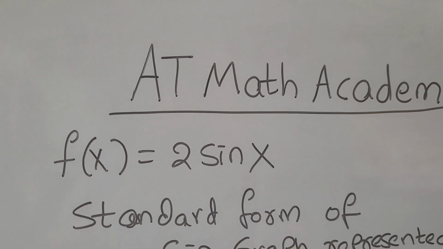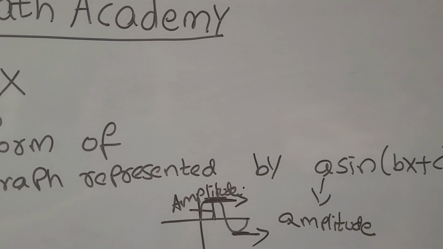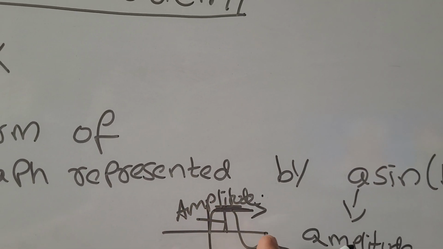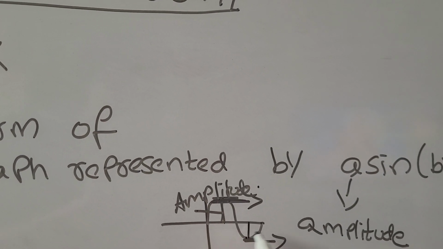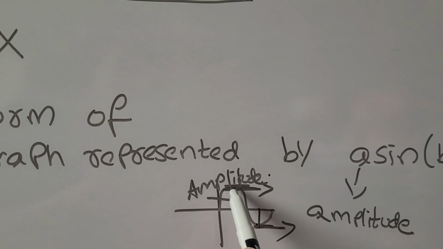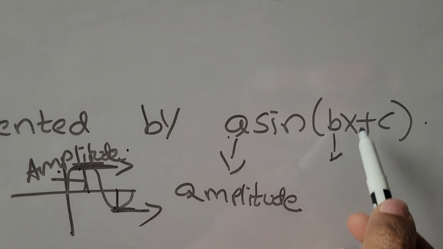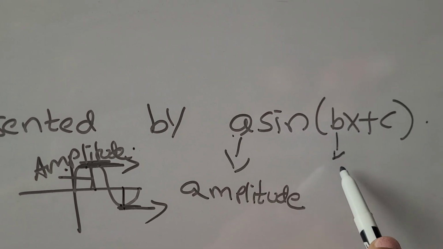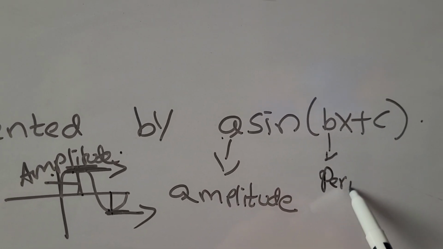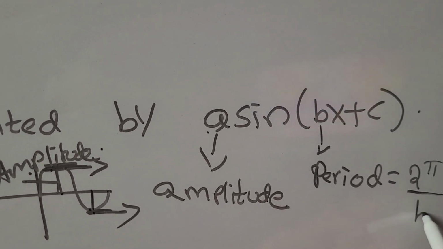For graphing the sine function, the standard form of the sine graph is represented using a times sine of bx plus c, where a stands for amplitude. Suppose this is the graph, and this height from the base to the crest and from the base to the trough is called the amplitude, and it is represented by a. And here the b value, the coefficient of x, is b, and the period is calculated using the formula 2 pi by b.